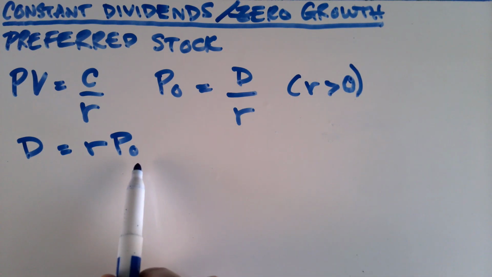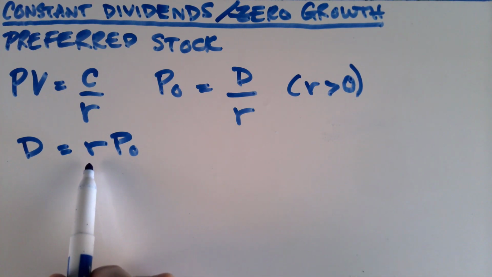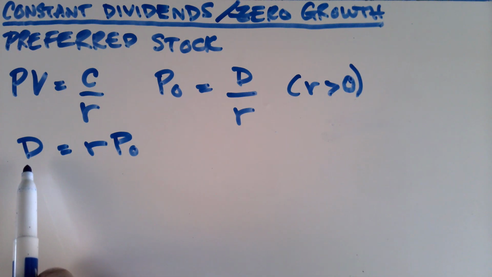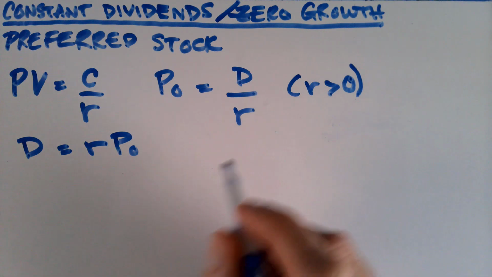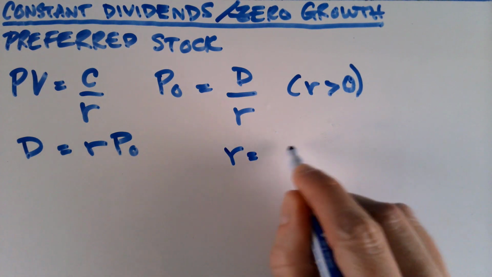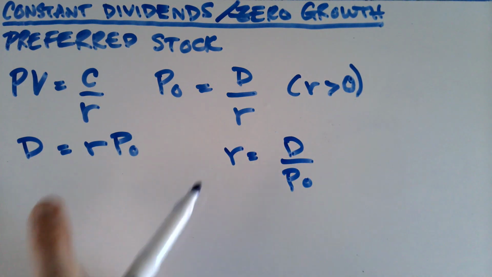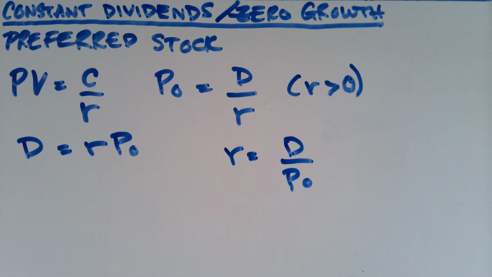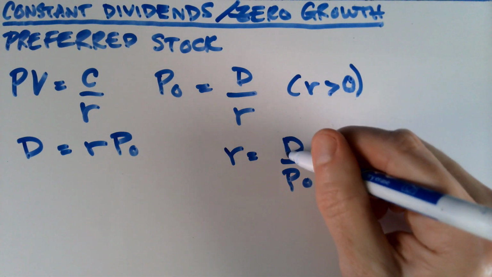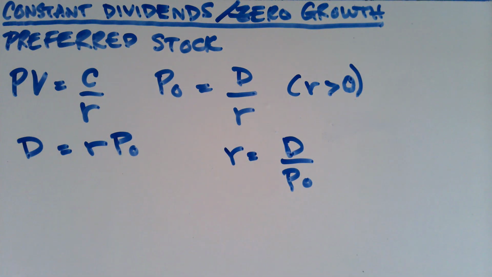We're investing P sub 0 in this stock today at a return of R, and every year we get D as a result. Now the more useful formula for this is R is equal to D over P0. What did I do there? I divided both sides by P0 here. And this tells me that the required return on a preferred stock is the dividend divided by the current price.